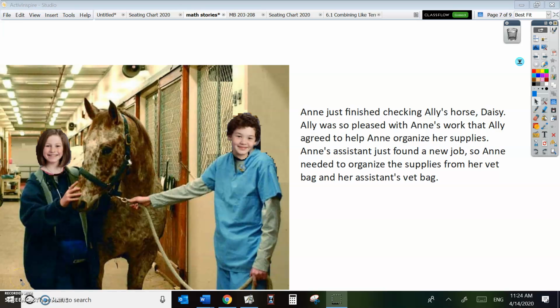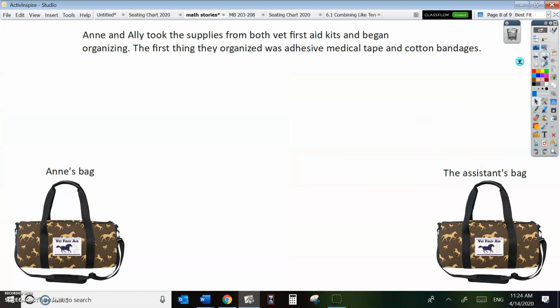Anne just finished checking Allie's horse, Daisy. Allie was so pleased with Anne's work that Allie agreed to help Anne organize her supplies. Anne's assistant just found a new job, so Anne needed to organize the supplies from her vet bag and her assistant's vet bag. So here you see Anne's vet bag and the assistant's vet bag.